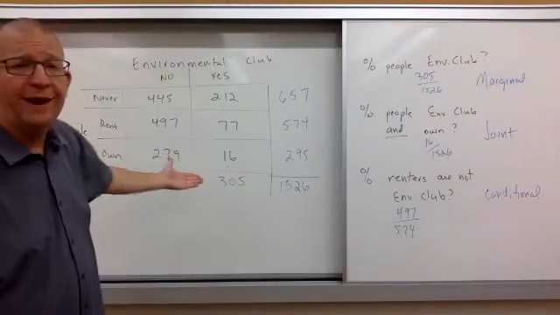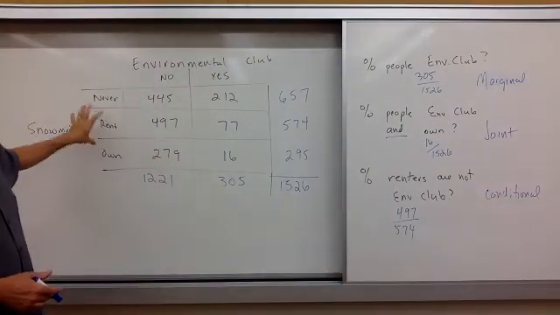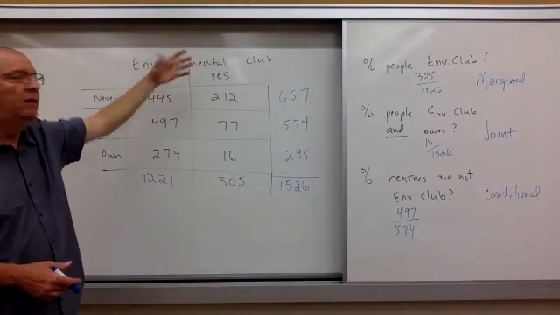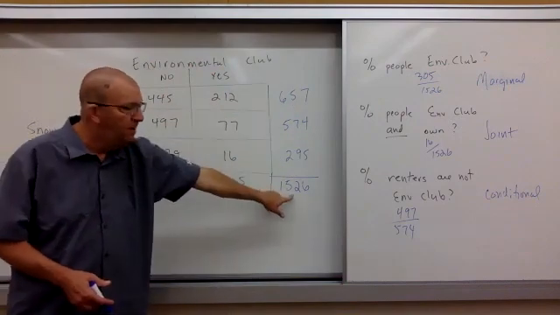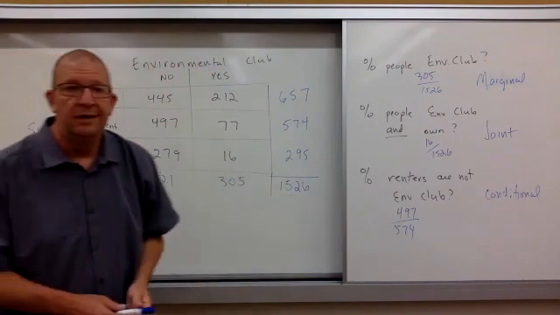So this is a two-way table. It is a way to display data from two variables with the numbers in the middle. And notice that the row and the column both add up to the total number of people.